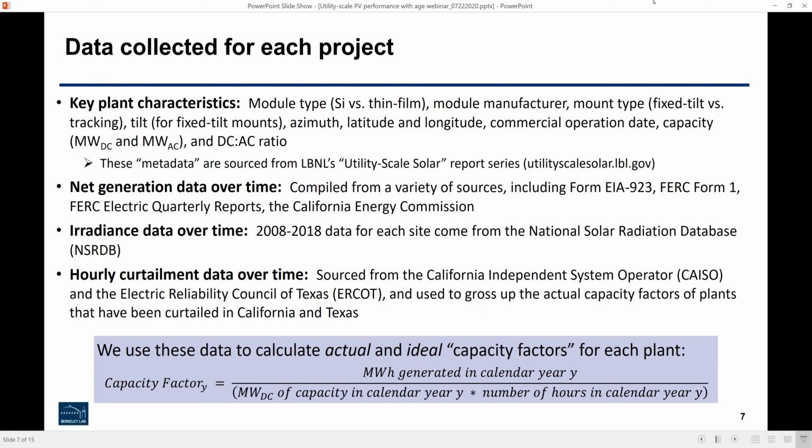The flip side, though, is that annual generation data are publicly available and easily obtainable, which enables analysis of a larger sample of projects. For each project site, we pulled irradiance data from 2008 through 2018 from the National Solar Radiation Database, or NSRDB. And finally, we did attempt to control for curtailment within CAL-ISO and ERCOT, which at present are the only two ISOs to report solar curtailment data. And we used all of these data to calculate both actual and idealized or ideal capacity factors for each project. So in other words, we normalized performance across all projects by calculating annual calendar year capacity factors using the formula shown at the bottom of this slide.